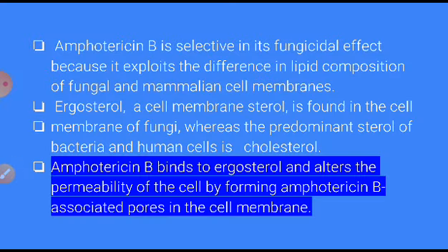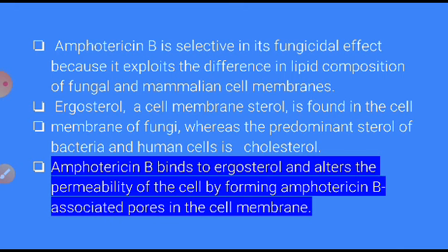Amphotericin B is selective in its fungicidal effect because it exploits the difference in lipid composition of fungal and mammalian cell membranes. Ergosterol, a cell membrane sterol, is found in the cell membrane of fungi, whereas the predominant sterol of human cells is cholesterol. That is why these drugs are comparatively safe for the host, because of their affinity towards the very specific ergosterol of fungi.